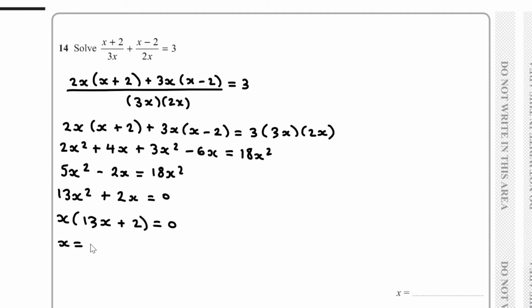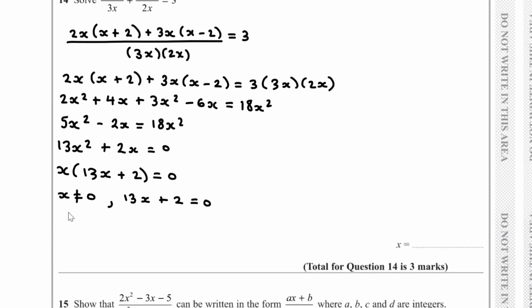So either x is equal to 0, or we have 13x plus 2 equals 0. Now, of course, x cannot equal 0, and the reason for this is otherwise we'd be dividing by 0. So we cannot divide by 0. So therefore, the only solution we have is x equals minus 2 over 13.